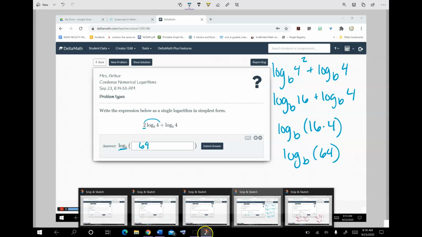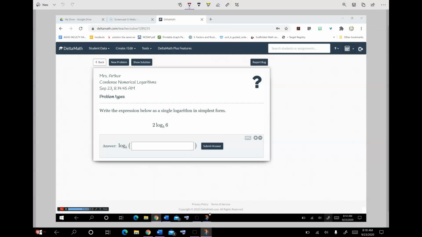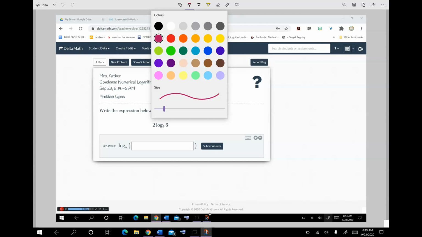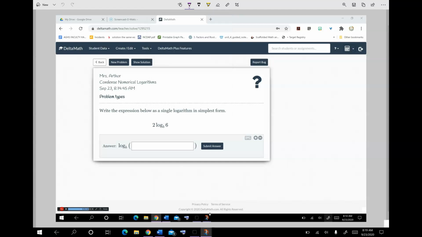Okay? All right. Next one is another numerical one, okay? And you do the same thing. Make that number in front an exponent. So now I have log base b of 6 squared. Well, what's 6 squared? 36. So my answer would be log base b of 36. Okay? All right.